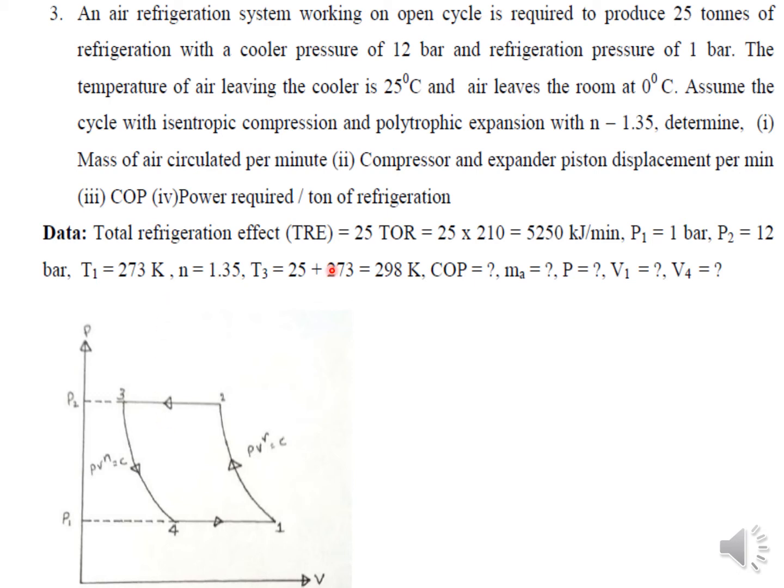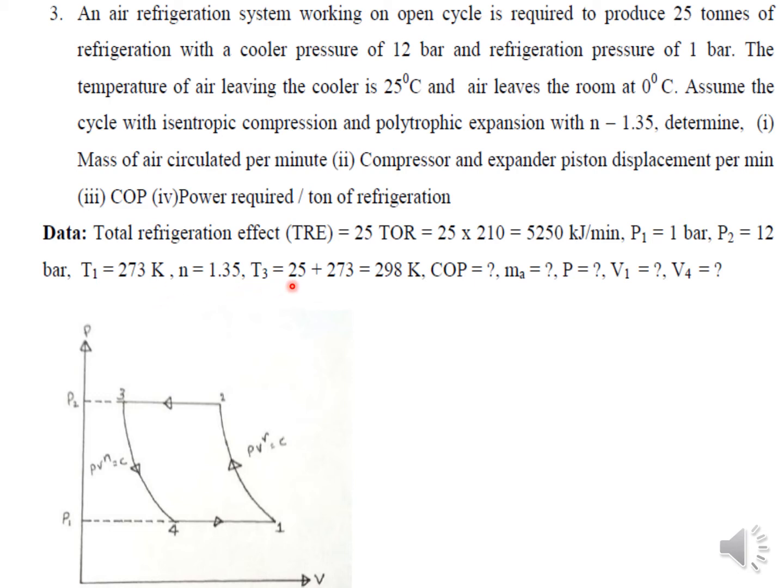Let's write the given data. The refrigeration effect is 25 TOR, that is 210 times 25, which gives 5250 kilojoules per minute. Initial pressure, refrigeration pressure, is 1 bar, P2 is 12 bar, because these are the only two pressure ranges we can see here. And T1 initial temperature is 0 degree, so 0 plus 273 Kelvin, n is 1.35.